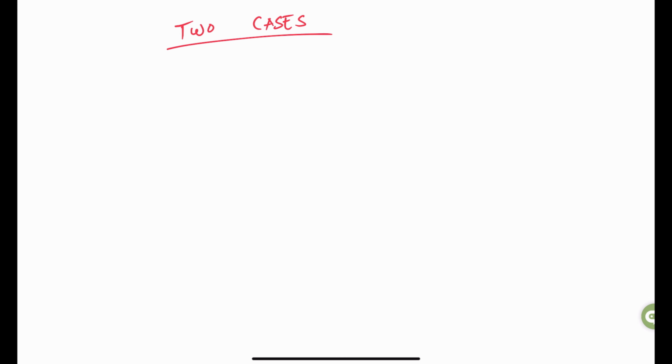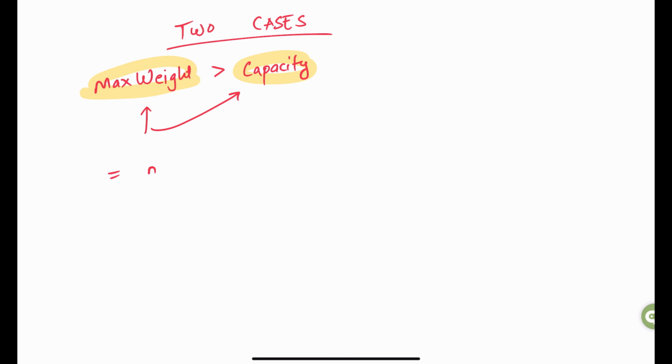Based on the example that we went through, there are a total of 2 cases. The max weight is greater than the capacity of the ship. In this scenario, we can't fit the entire maximum weight of the goods into the containers. So we'll try to put as much as possible, which means we'll use up all of the cells available. So our output will be n by n, or n square.